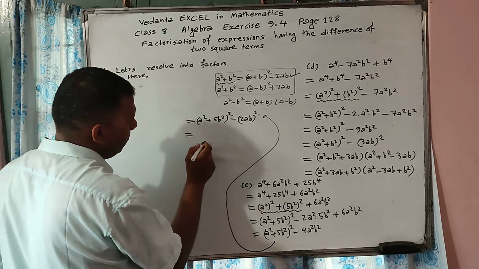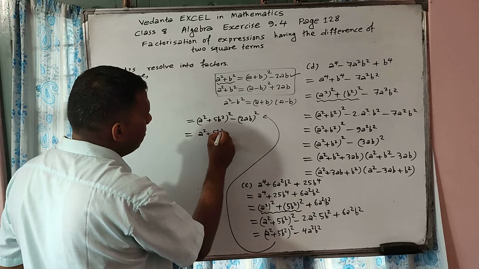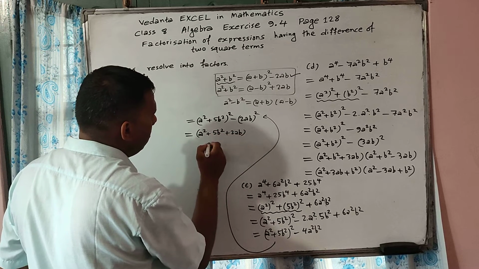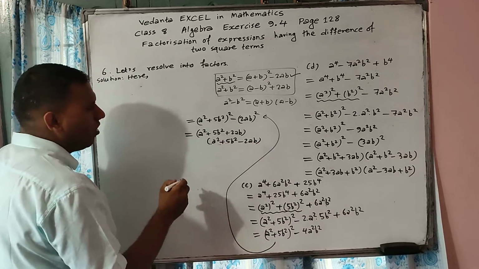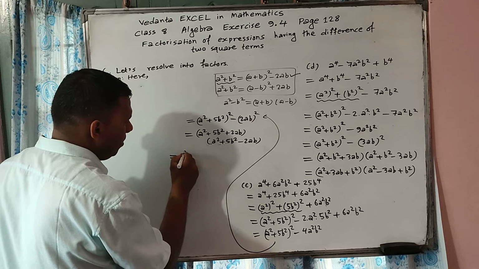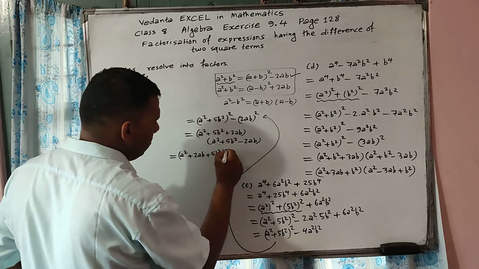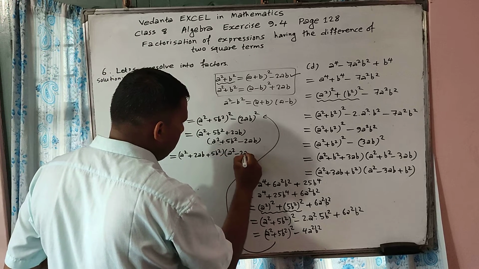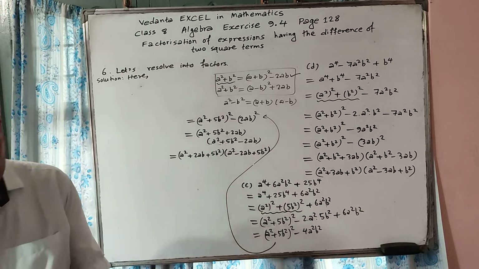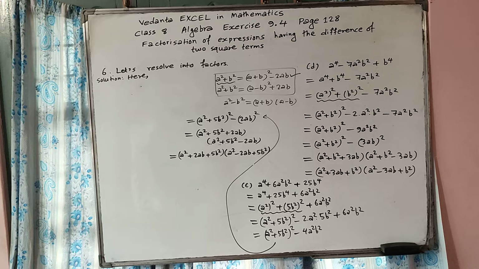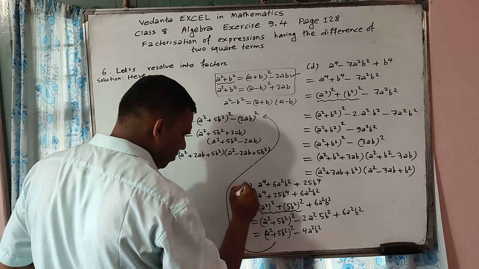Now this equals a² − b² form, so using the formula (a + b)(a − b): (a² + 5b² + 2ab)(a² + 5b² − 2ab). Now writing 2ab in the middle position, we get (a² + 2ab + 5b²)(a² − 2ab + 5b²). Okay students, now we go to the next question.